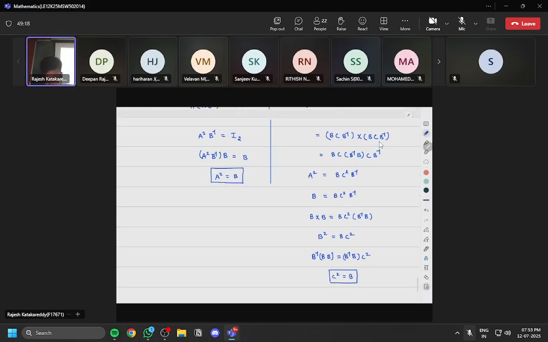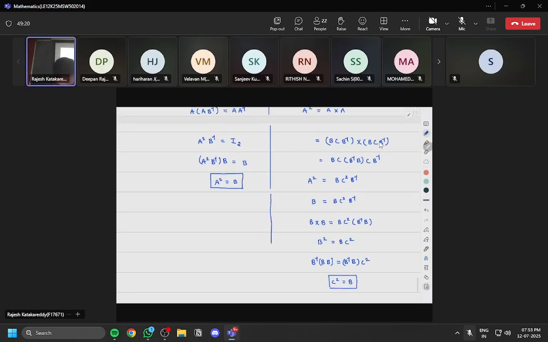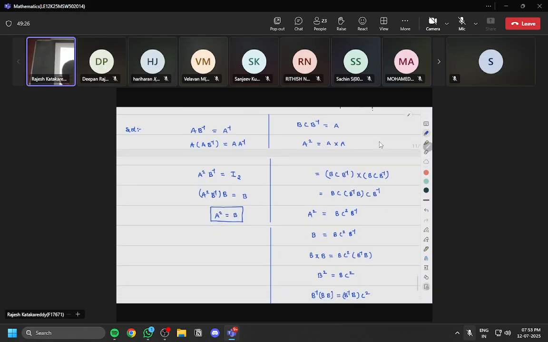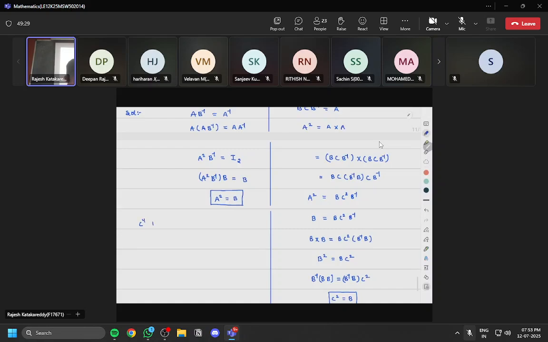Now trying to use this one, substituting in the given relation, it is C to the power 4 plus alpha into C square plus beta into identity is equal to 0. C square whole square, alpha into C square, beta into identity is 0. So now this is B square, alpha into B plus beta into identity must be 0.